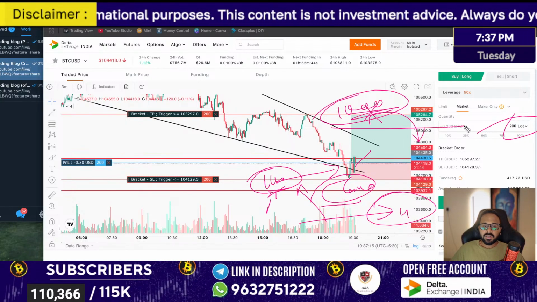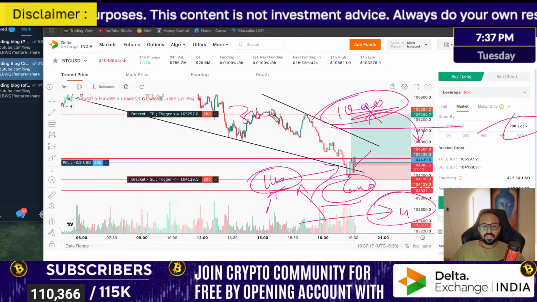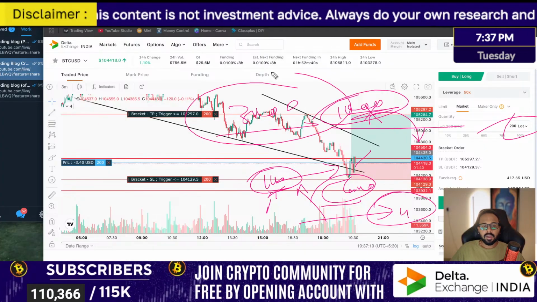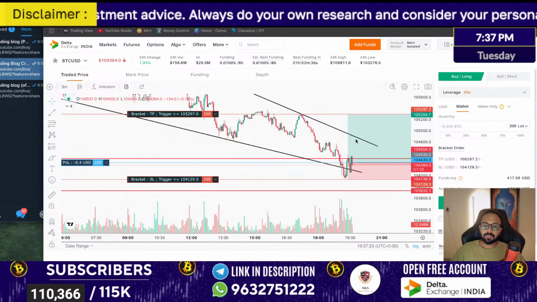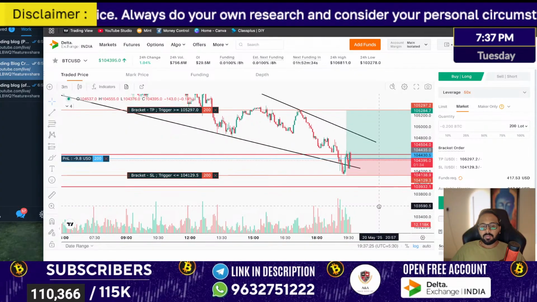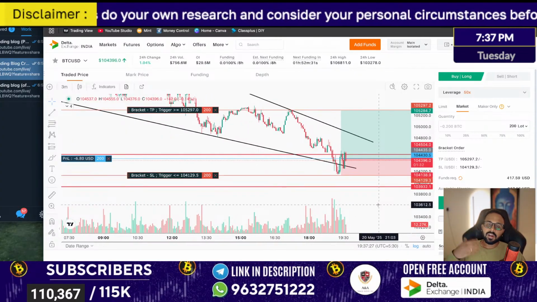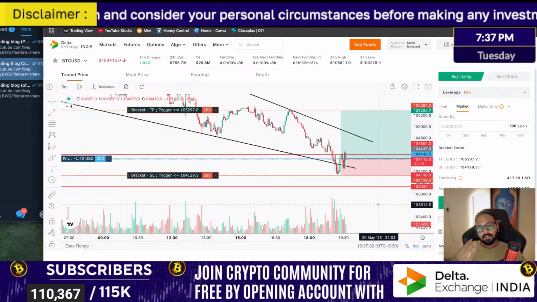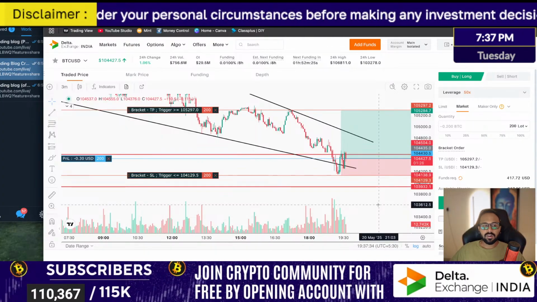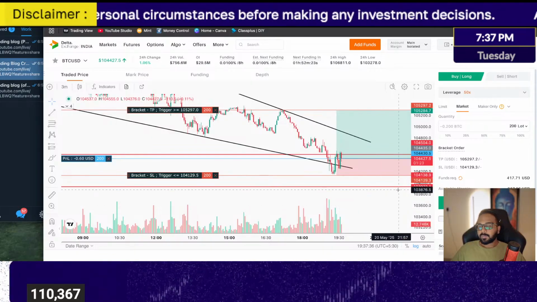So if the everyday budget is 10,000, it means close to 3 lakh rupees will be my total budget for the month, for 30 days if I'm trading, right? I'm ready to take that risk. If you're not ready to take that 3 lakh, are you ready to take 30,000? Then reduce your quantity, and adjust accordingly.